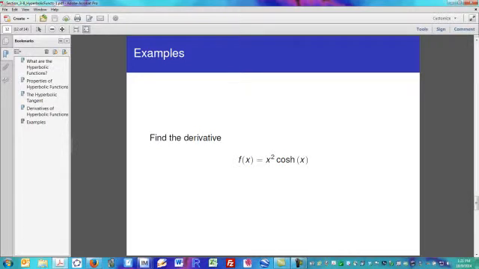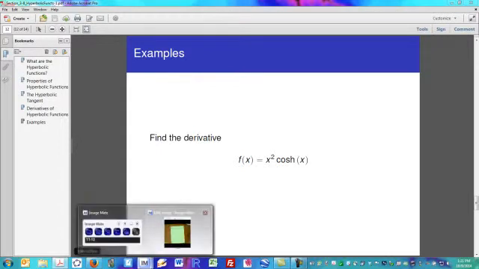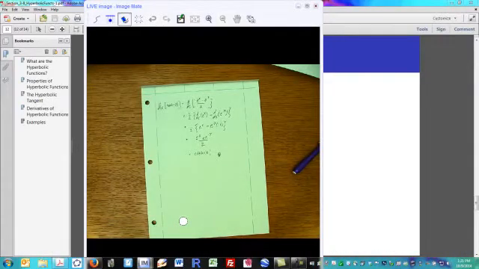Let me count. Let's see how many I have. Looks like I got 3 examples. So we'll go ahead and start with the derivative of x squared times the hyperbolic cosine of x. So let's take a look at that guy. Make this a little bit bigger for you all.